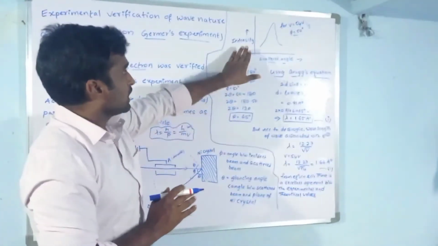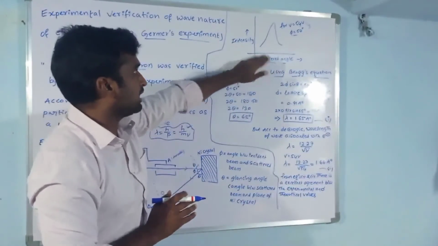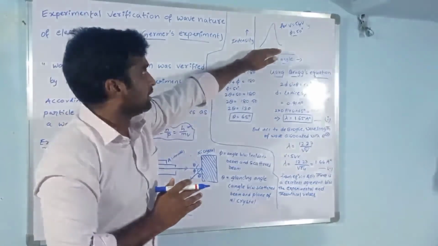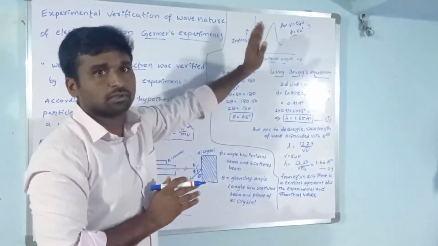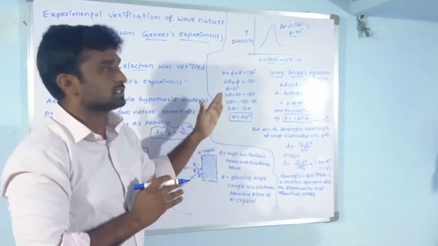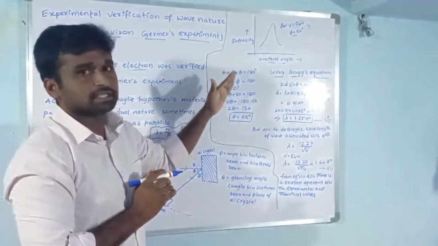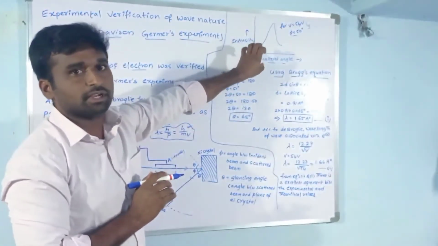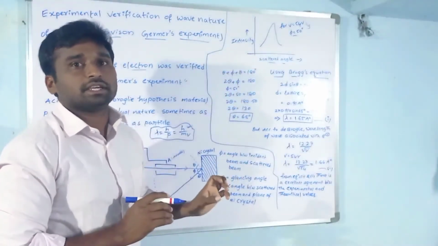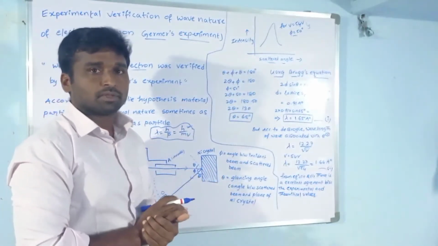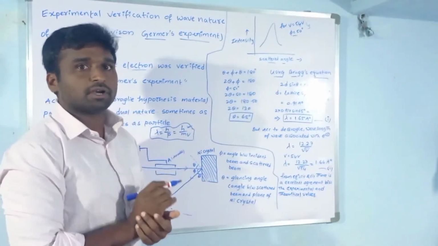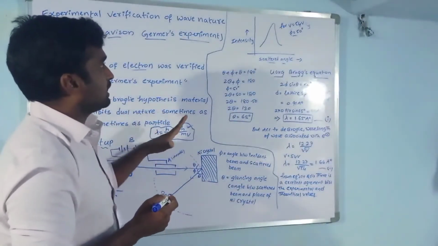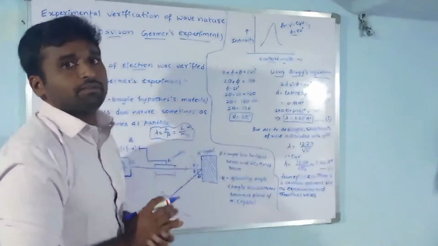Wave nature. So okay, when we plot a graph between scattered angle and intensity of the scattered beam, we will get a diffraction pattern like this. This diffraction pattern has maxima and minima, so fringes. This pattern we will get in diffraction. So diffraction indicates the wave nature of light, wave nature of the particle. So this is a wave nature. We will say that this electron has a wave nature.